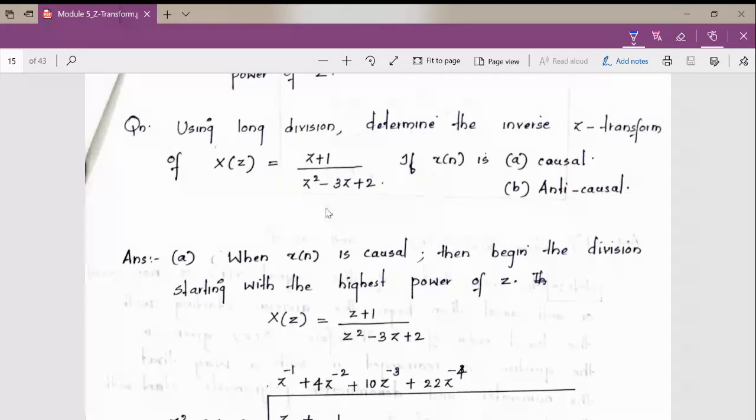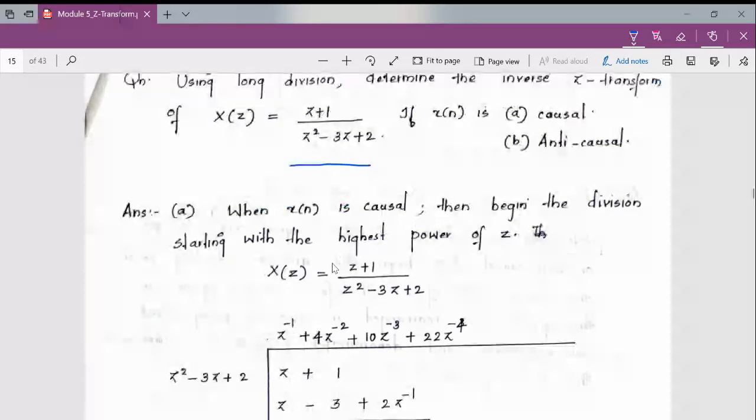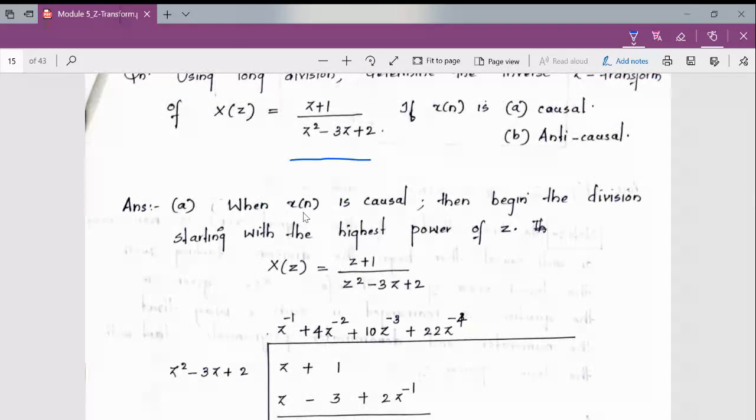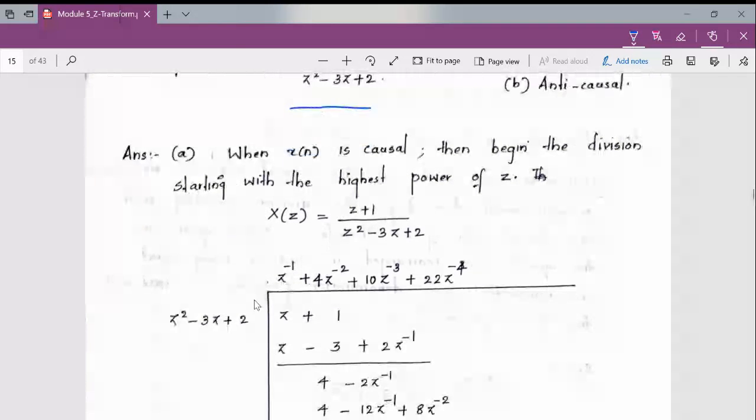So if we look into our question, let's look at the numerator polynomial. It is z plus 1. What is the highest power of z in that polynomial? It is 1. So z plus 1 is given in the expected order. When we look into the denominator polynomial, it is z square minus 3z plus 2. Here what is the highest power of z? It is 2. So the question as given already satisfies the condition for the causal case. In the first case we don't need to rearrange the polynomials, we just have to perform the polynomial division.